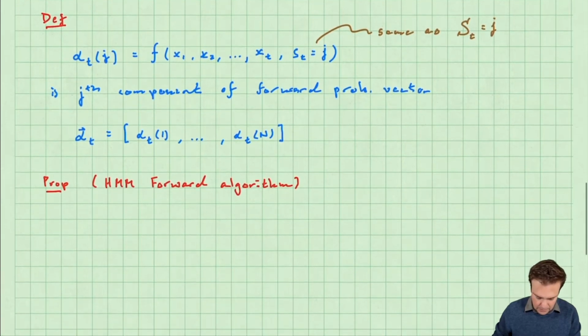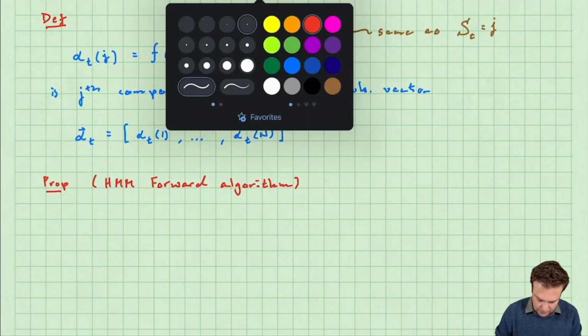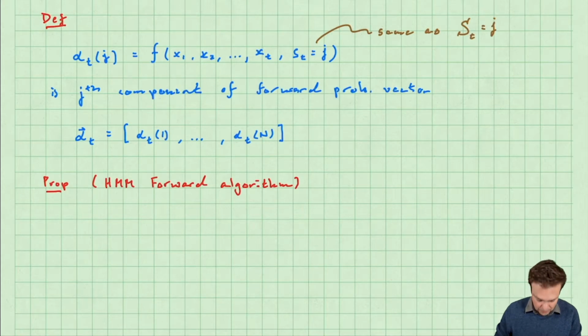All right. And so it's written in terms of these forward probability vectors. And so here's the proposition. So we say that alpha 1, the whole vector, looks like this. So it's the initial state distribution vector times this matrix capital omega. And that depends on x1. And we'll say what that is in a second.